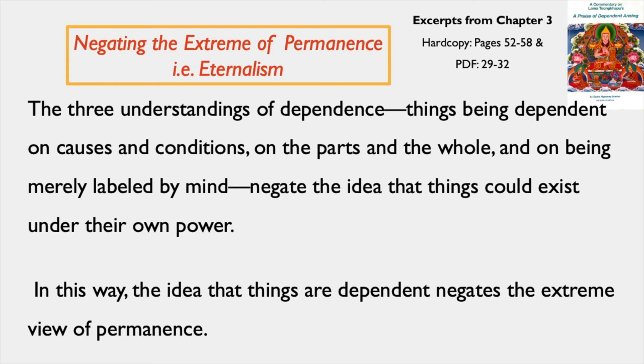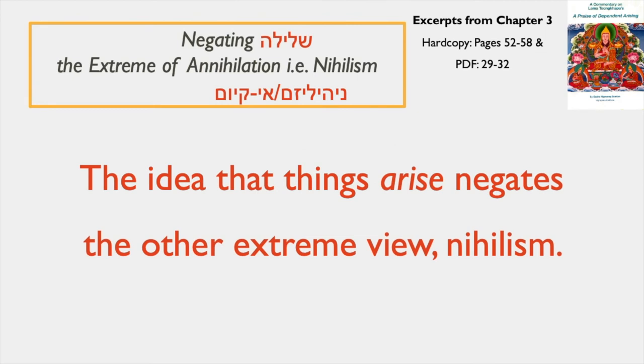The three understandings of dependence, things being dependent on causes and conditions, on the parts and the whole, and on being merely labeled by the mind, negate the idea that things could exist under their own power. In this way, the idea that things are dependent negates the extreme view of permanence. Negating the extreme of annihilation or nihilism, the idea that things arise negates the other extreme view, nihilism. So the two words, dependent arising or dependent origination, are not accidental. Both words point to a negation that's key.